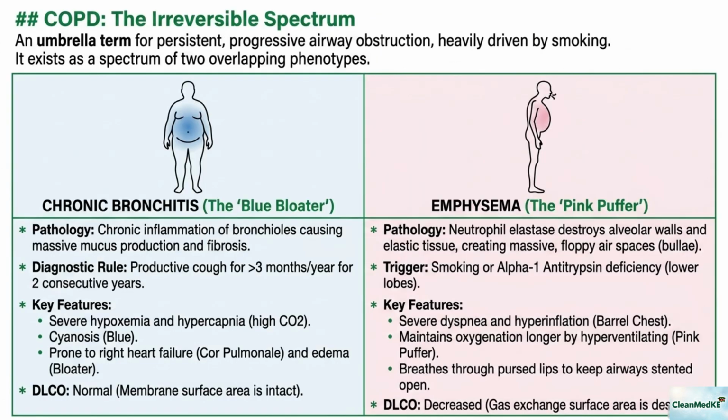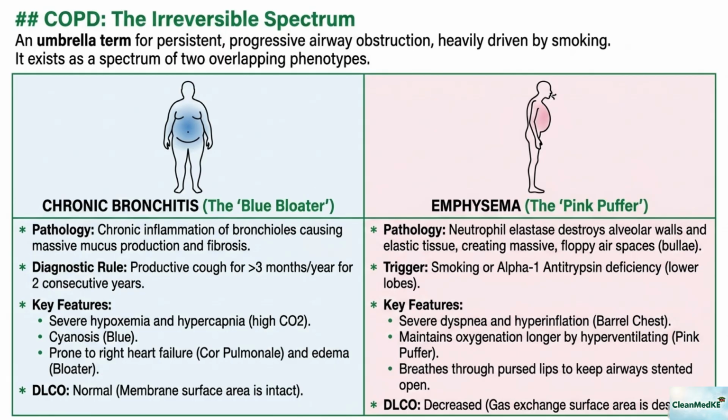Unlike asthma, COPD represents an irreversible spectrum of airway obstruction, heavily linked to smoking. We generally see two overlapping phenotypes: chronic bronchitis, the blue bloater, and emphysema, the pink puffer. Chronic bronchitis involves massive mucus production and inflammation, often leading to cyanosis and right heart failure. Emphysema, however, involves the destruction of alveolar walls by neutrophil elastase, creating floppy air spaces and a barrel chest. These patients hyperventilate and breathe through pursed lips to keep their airways open, often maintaining their oxygen levels longer, hence the pink appearance.